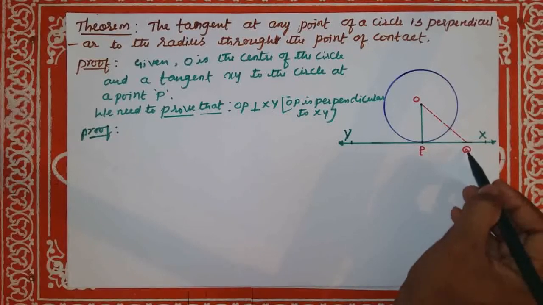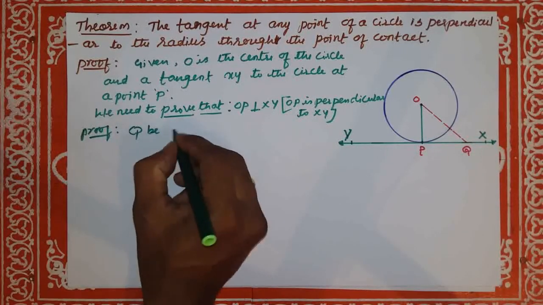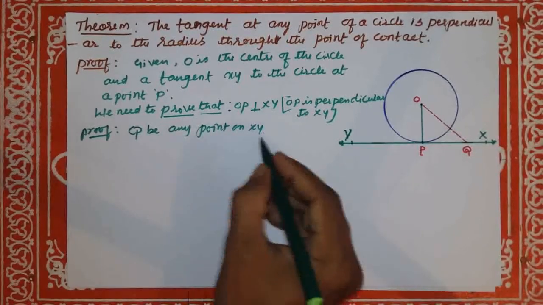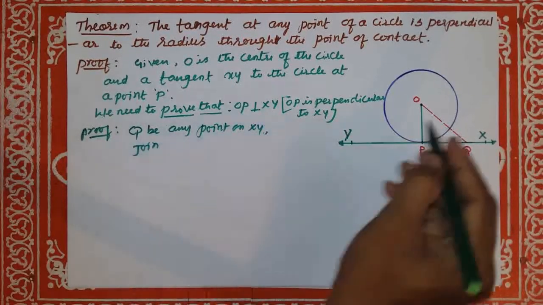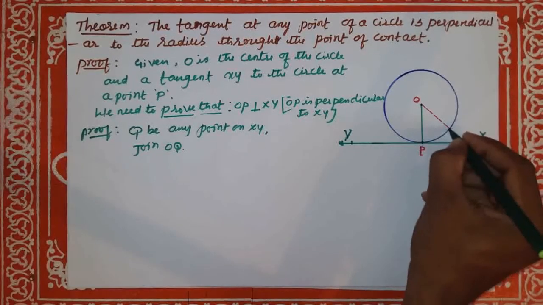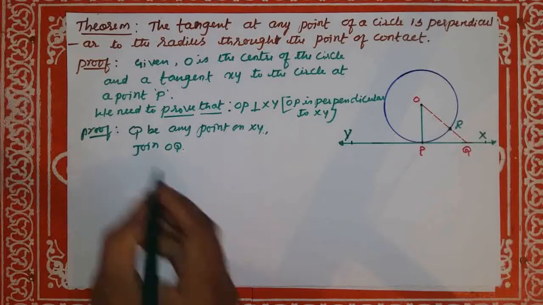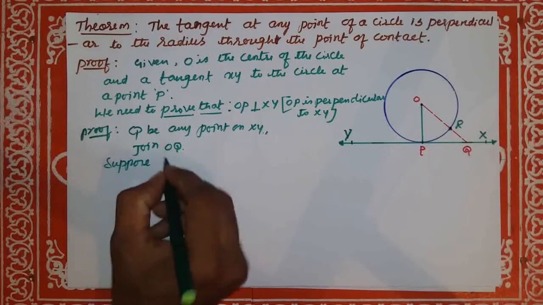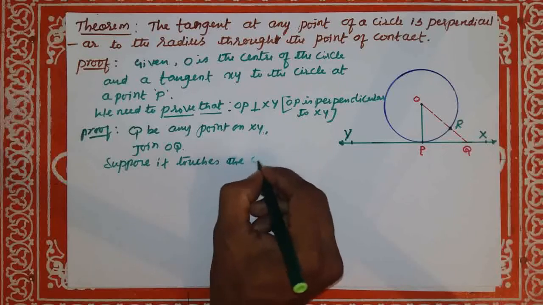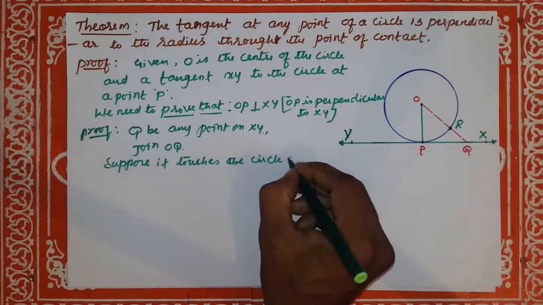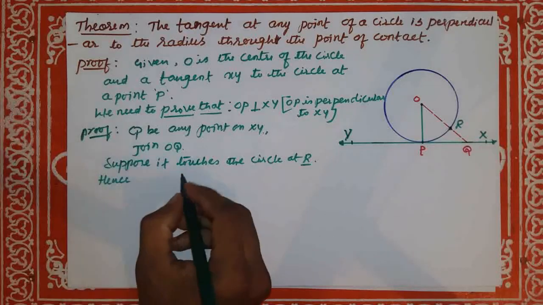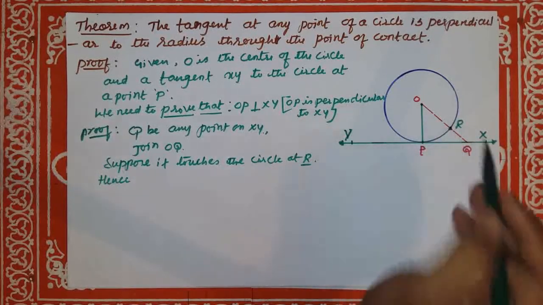See, let Q be any point on XY. Join OQ. Suppose it touches the circle at R. I will write here R. Suppose it touches the circle at R, hence OQ is greater than OR.